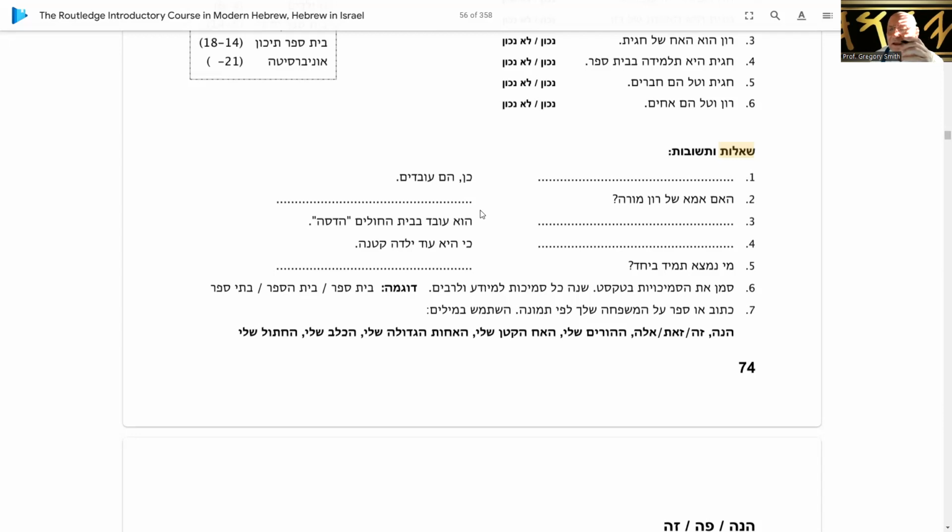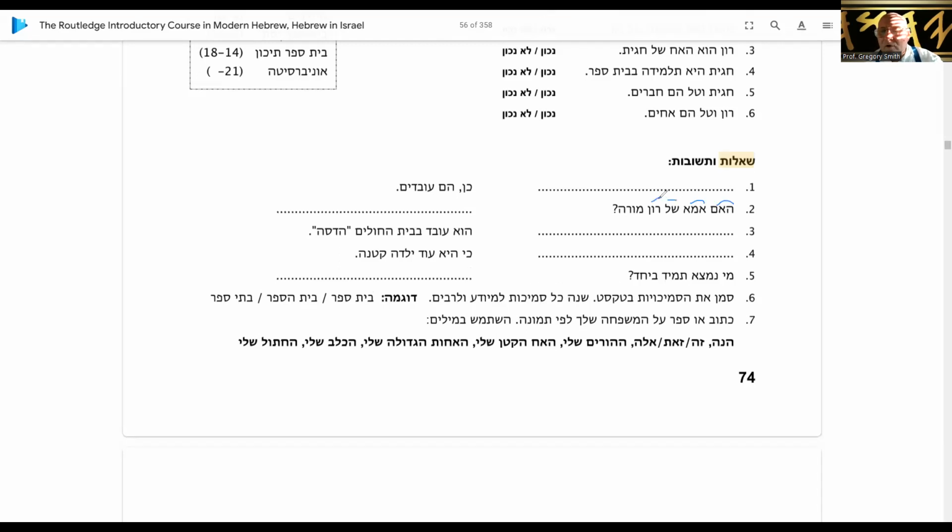Ha'im ima. In other words, Ha'im ima. It's almost like a doubling effect here, isn't it? Because we have Ha'im ima shel Ron. Yeah, that's right. How come the mother belonging to Ron, is she a teacher? So is the mother belonging to Ron a teacher? I think that's the best translation we can get out of that.